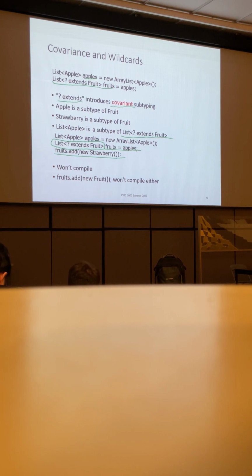If we had a list of fruits themselves, that would also be a valid assignment. Now the problem, of course, is that this wouldn't compile, and rightfully so, because strawberry is not an apple, right? So it's not going to compile. What about adding a fruit? Unfortunately, that won't compile either. Strawberry is a fruit, but it's not going to compile. What if we try the fruit itself? Unfortunately, that wouldn't compile either.